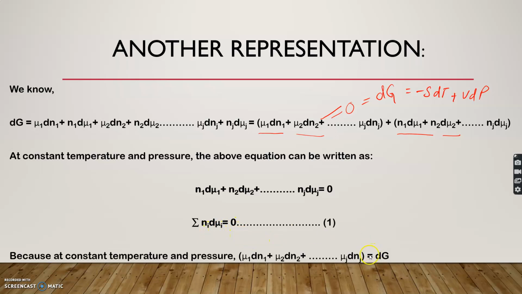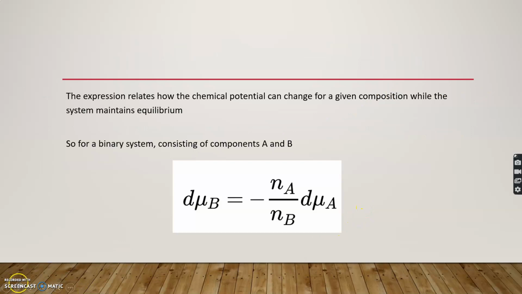We already know dG is equal to mu1 dn1 plus mu2 dn2, until all the components are accounted for, until mu j dnj, which finally yields dG. At constant temperature and pressure, this value will become 0, and what will remain is the sum over ni d mu i equal to 0. You will understand more about it if you go through the notes that I have attached with this class. This expression relates how chemical potential can change for a given composition while the system is at equilibrium.